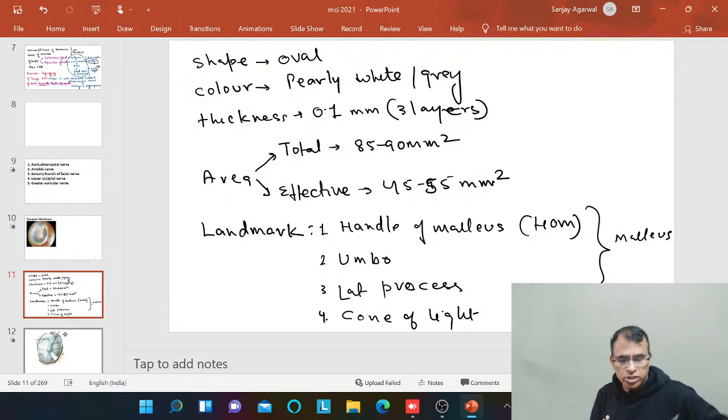So, I will show you all these structures in the next diagram. So, you will know this. Now, this is all that you have to know in tympanic membrane actually. So not very difficult, right? Okay.